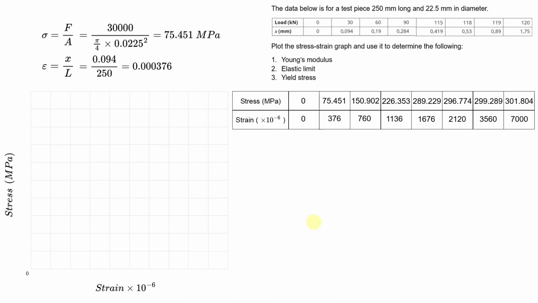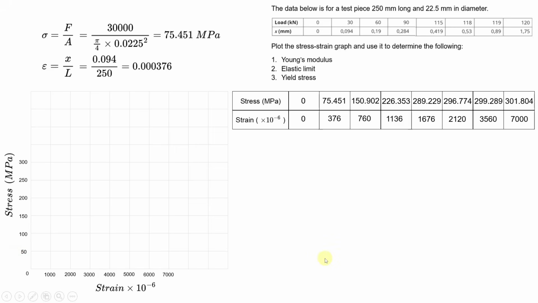So of course you have 0 there. I hope you can see you have 0 here. And then you have all the divisions. I divided them in increments of 1,000. And then on the vertical axis, I divided them in increments of 50 megapascals. And it goes up like that.